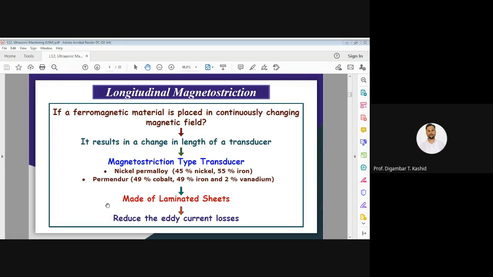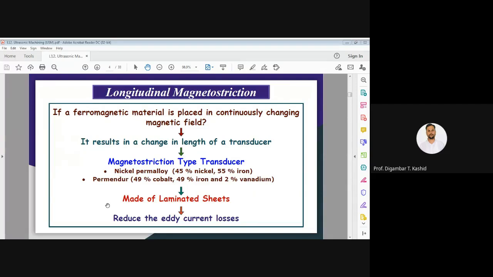To generate these waves, we require a transducer. In that, we have longitudinal magnetostriction. Now the question arises, what does longitudinal magnetostriction mean? What happens if a ferromagnetic material is placed in a continuously changing magnetic field? It results in a change in the length of your transducer. Now, transducer means what? It converts electric energy to vibratory energy, that means vibrations.